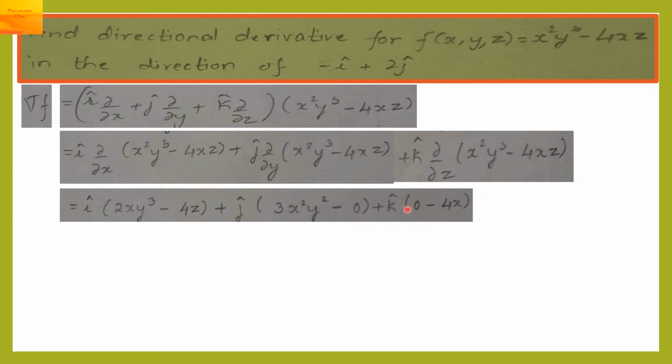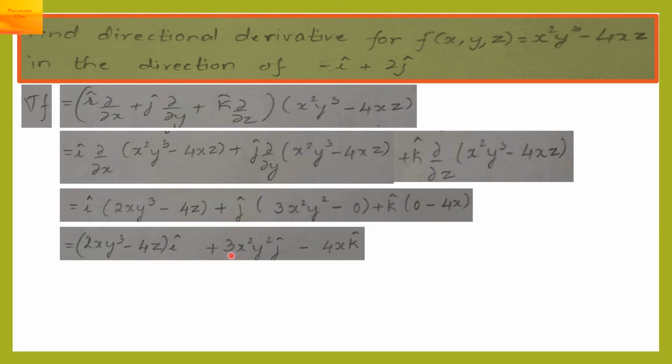Then in the third bracket we have to differentiate this first term. There is no term of z, so the differentiation will be 0. And the differentiation of z in this term will be 1. So what remains is minus 4x. So finally you get this vector: (2xy cube minus 4z) i cap plus 3x square y square j cap minus 4x k cap.